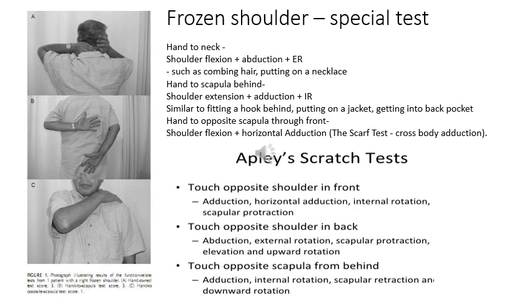The scapula raises. Touch the opposite shoulder in the back: again, abduction, external rotation, scapular protraction, elevation, and upward rotation. The last one is touching the opposite scapula from behind. Here, adduction, internal rotation, scapular retraction and downward rotation.